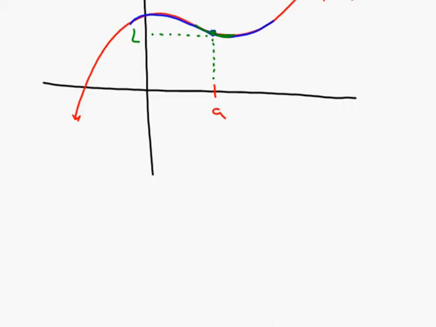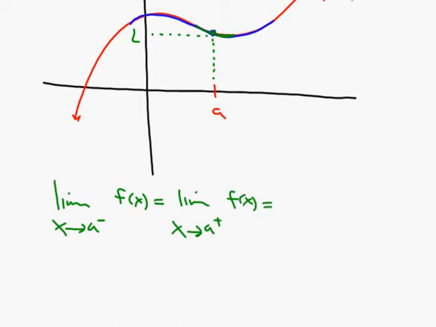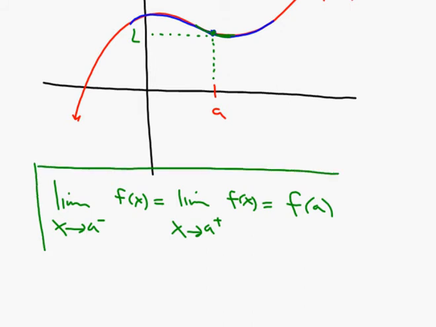So we can write that as one mathematical statement. We can say that the limit as x approaches a from the left of our function is equal to the limit as x approaches a from the right of our function. And both of those things are equal to the y value when x is exactly a. So we say a function is continuous at x equals a if this statement holds.